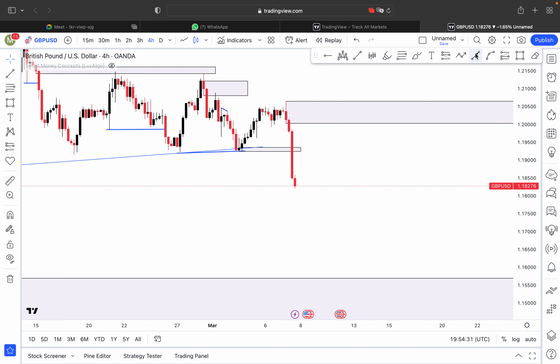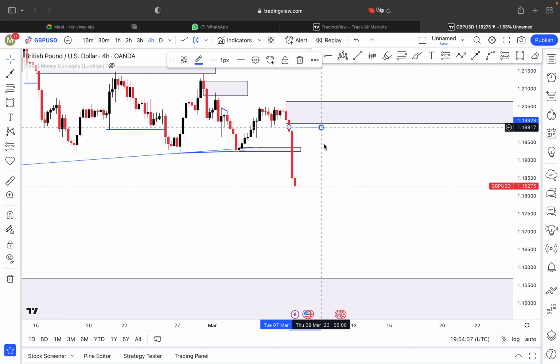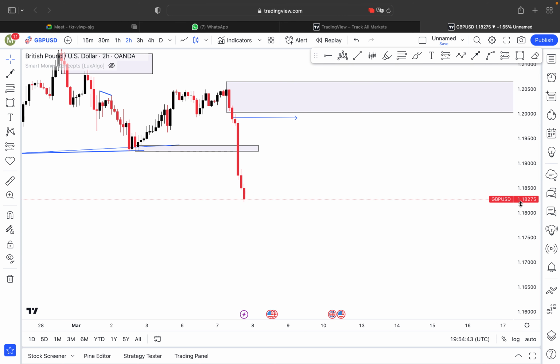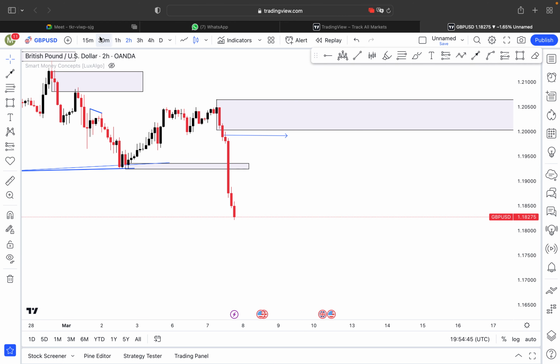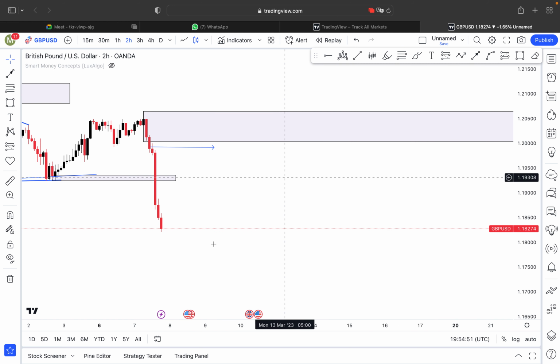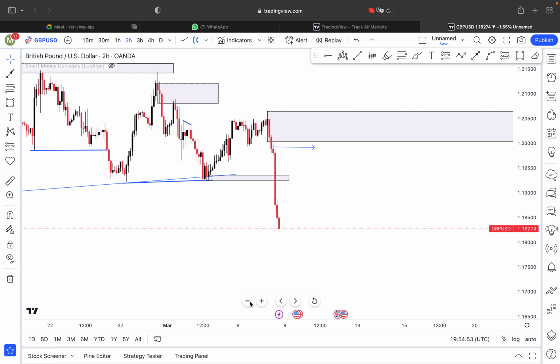Now this is our 4 hour supply zone, because we have an imbalance sleeping here. This is an imbalance. Okay, I go to the 2 hour time frame. Okay, not much difference. I adjust my screen.